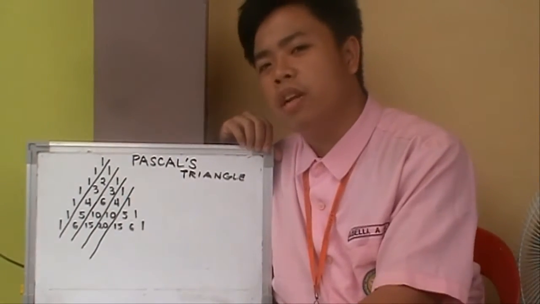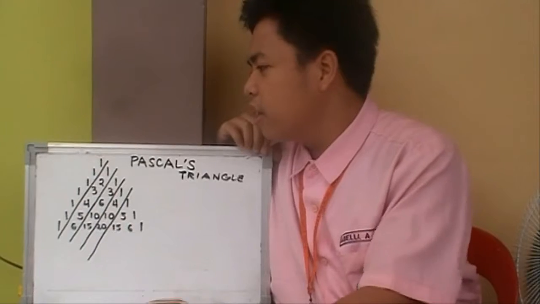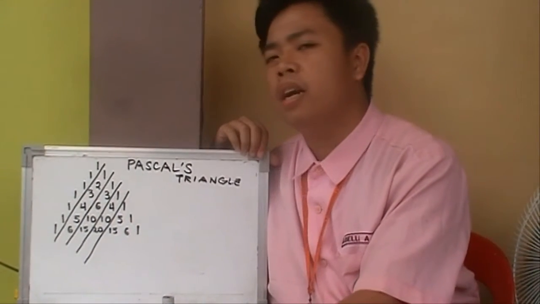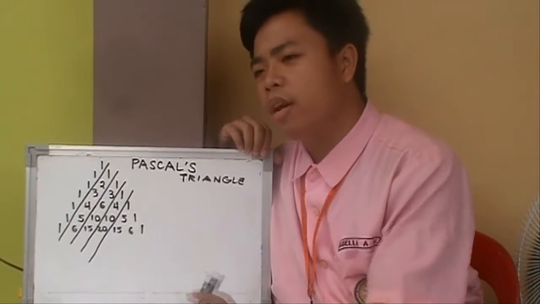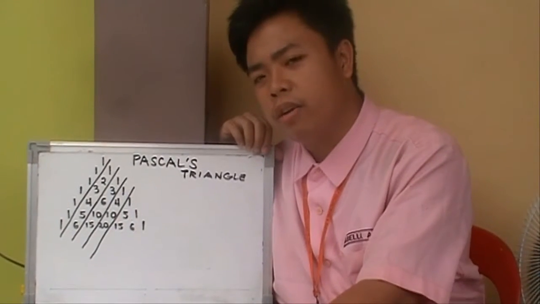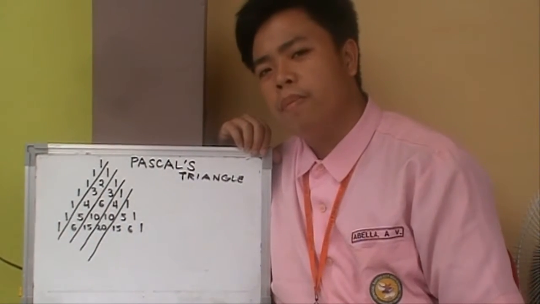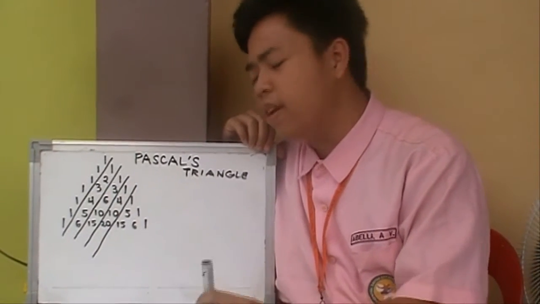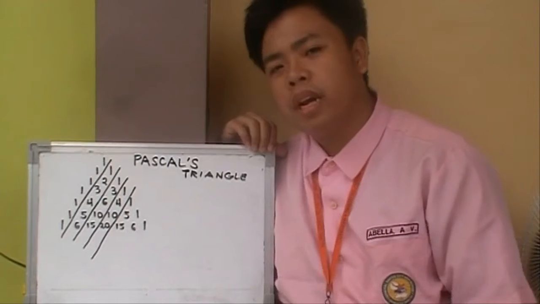Then the fourth diagonal consists of tetrahedral numbers. Tetrahedral numbers correspond to the number of spherical objects that are required to form a four-face figure, or specifically a triangular pyramid.